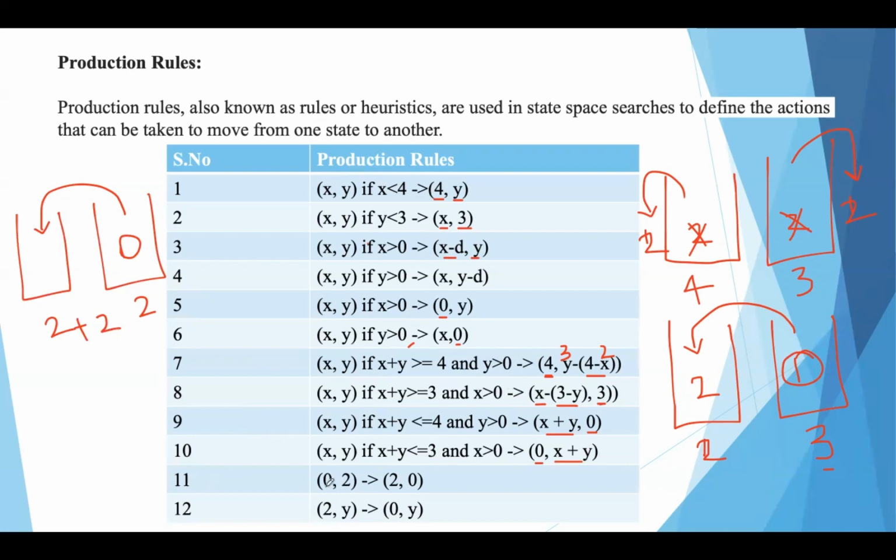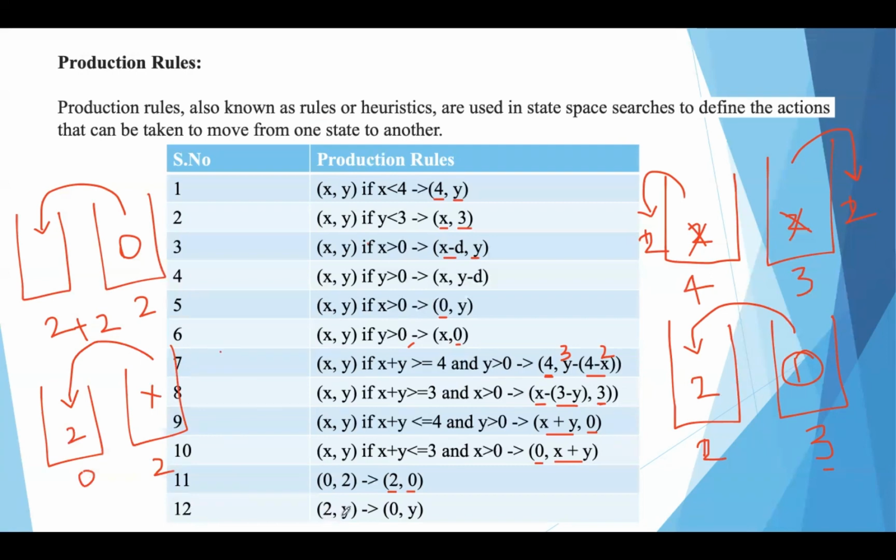Now 11th rule, 0, 2. Say this is having 0 liters of water and this is having 2 liters. Now we need to pour 2-liter water from 3-liter jug into 4-liter jug. So if you pour this 2 liters, then it will be empty. So which is nothing but 2, 0. And this value will be 2, right?